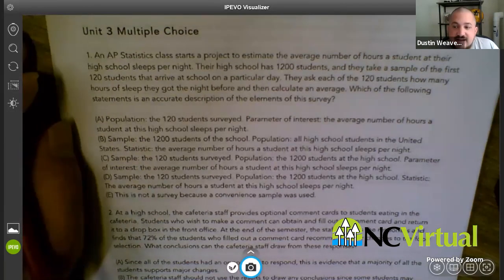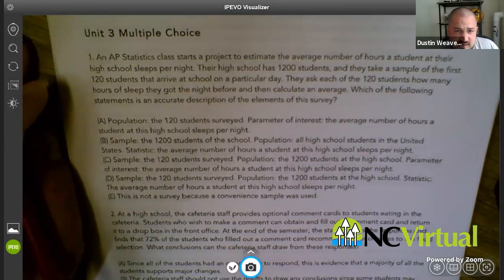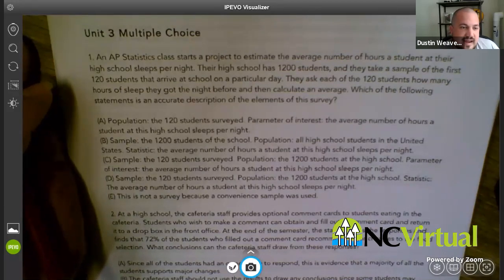So number 1 says, an AP statistics class starts a project to estimate the average number of hours a student at their high school sleeps per night. Their high school has 1,200 students, and they take a sample of the first 120 students that arrive at school on a particular day. They ask each of the 120 students how many hours of sleep they got the night before, and then they calculate an average. Which of the following statements is an accurate description of the elements of the survey?